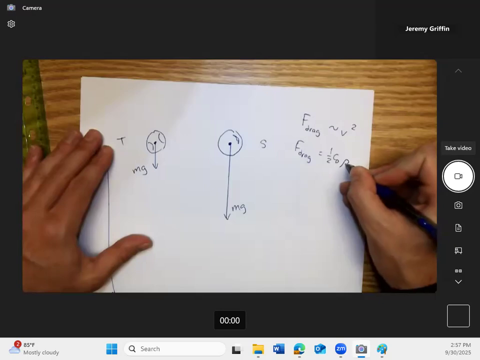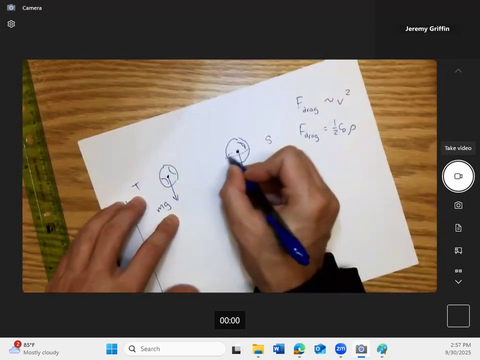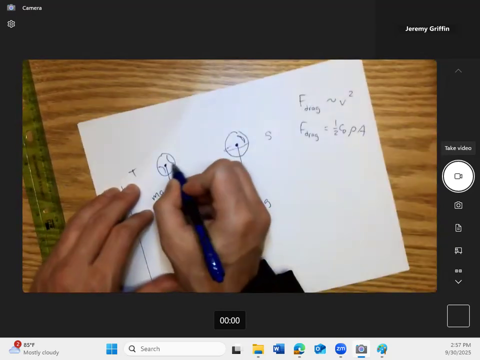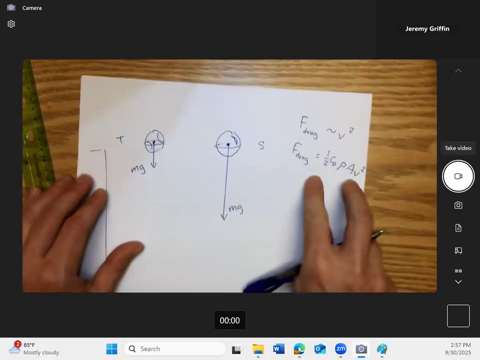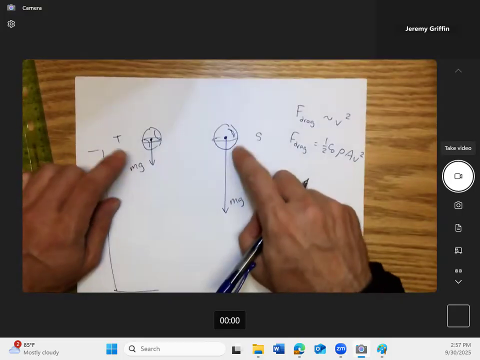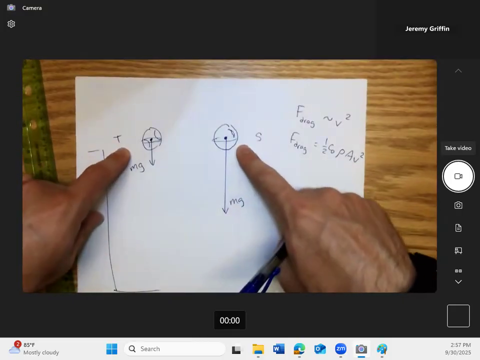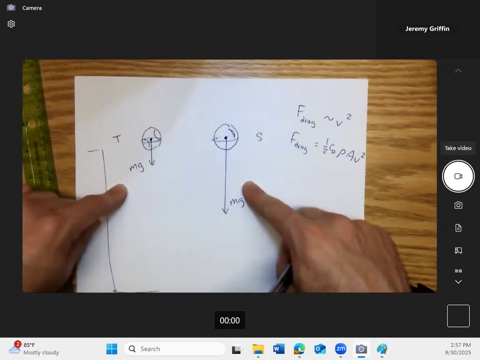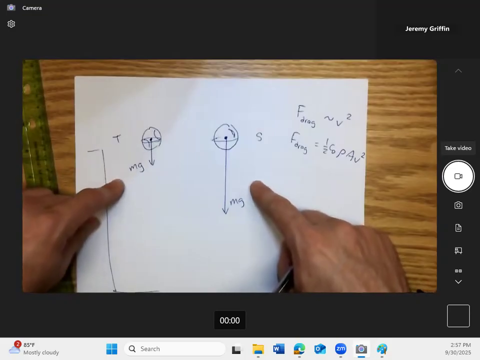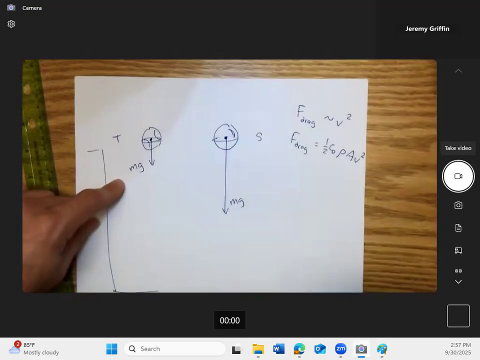then the density of the air, the cross-sectional area plowing through the air, which would be the same for both because it's the same size, times the speed squared. That's more complete. So if these both kind of reach terminal velocity, does one of these reach terminal velocity first? Which one? The tennis ball.